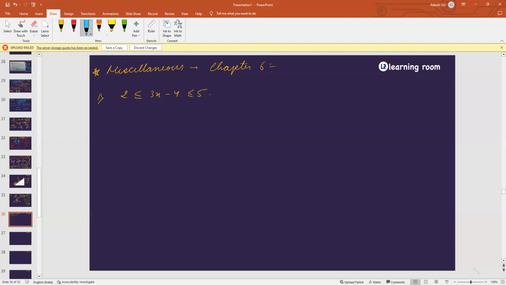So we have 2 ≤ 3x − 4 ≤ 5. Yes, sir, that's correct. How do we do this? The method is that first of all you want the variable x in the center, and whatever is on the left-hand side and right-hand side, those are our limits, the condition we have to fulfill. So how do we get that? Either I can add 4 to all three terms.